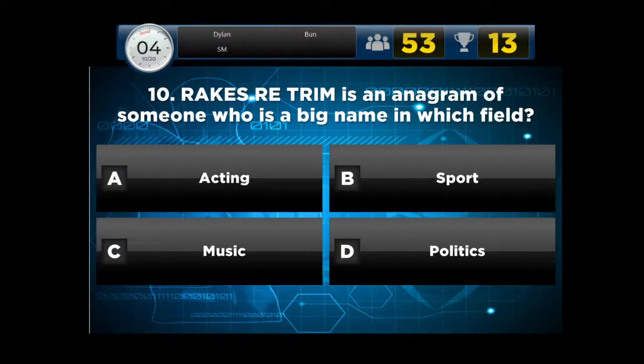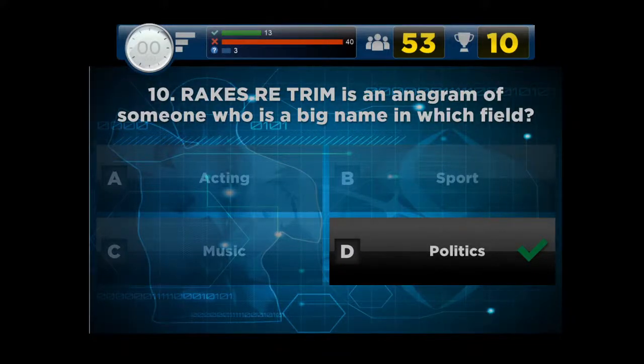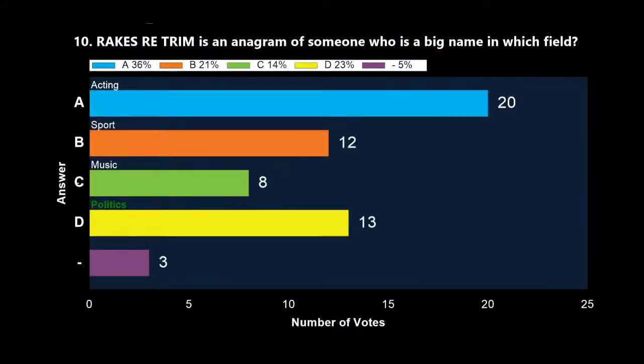So, acting, sport, music, or politics for Rakes Retrim. That is politics. That's Keir Starmer, of course, the Labour leader. Let's take a look. See how many got it. In fact, the most popular one was acting with 20. Only 13 getting that right. 12 for sport, 8 for music.